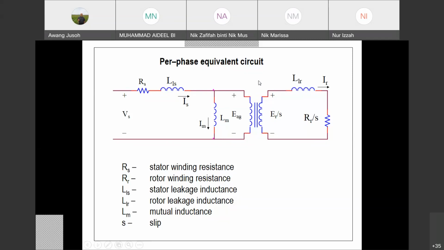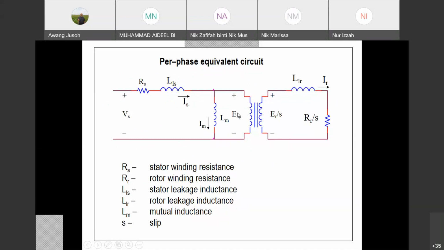Similarly for the induction motor, we can do the same thing. We can simplify the circuit. We can remove the winding by referring the rotor part to the stator part, for example. Based on transformer theory, we know that the primary voltage over the secondary voltage equals the primary current over the secondary current, right? This is a simple thing.